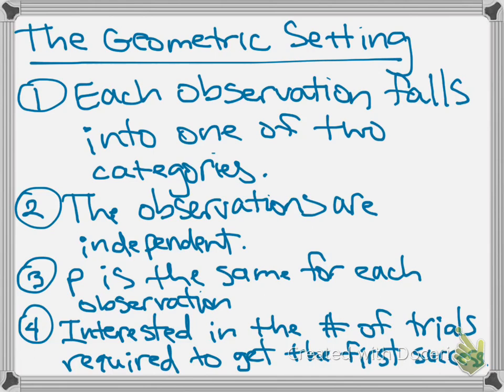The final requirement for the geometric setting, and this is where the geometric setting differs from the binomial setting, is that we are interested in looking at the number of trials that were required to get the first success. So we'll do an example in a minute so you can see exactly what this means.